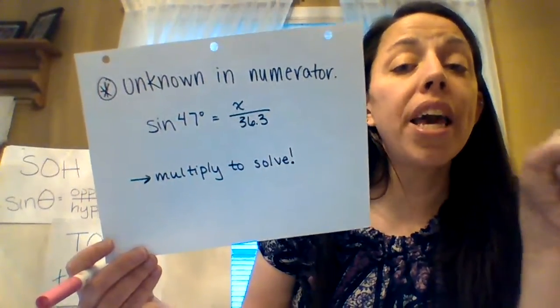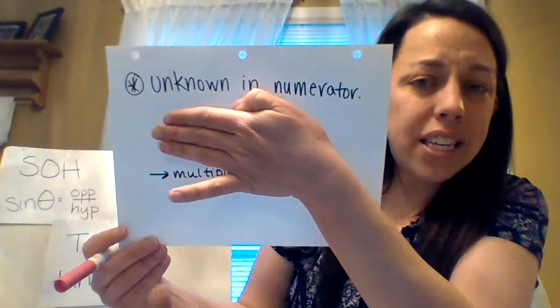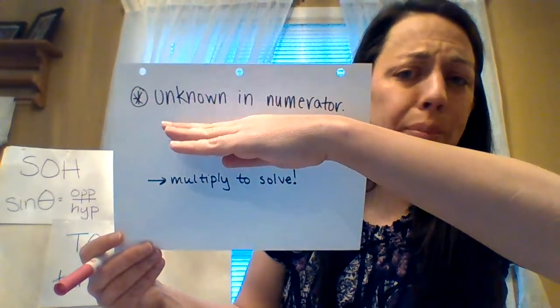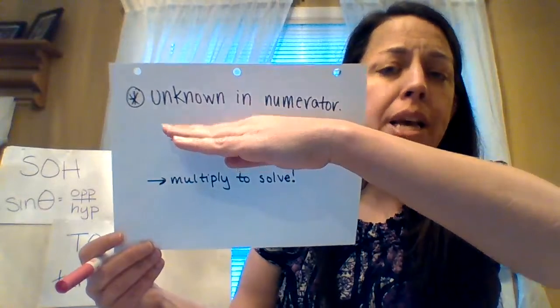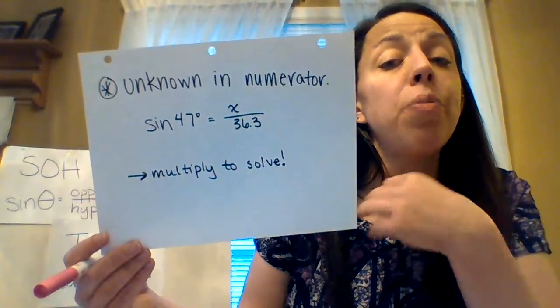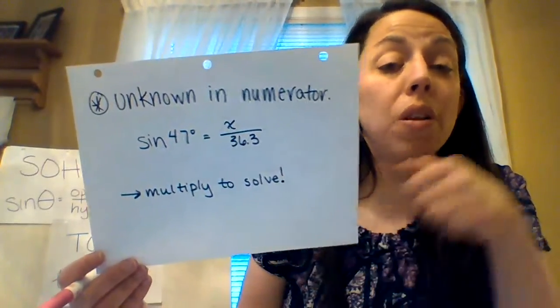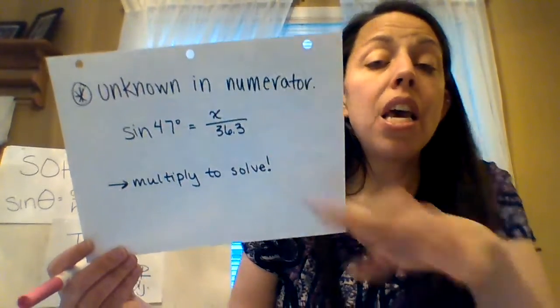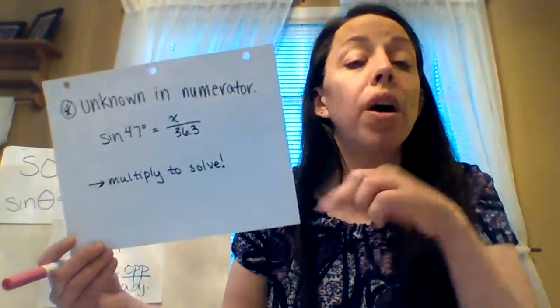So I have a big hint for you to write down. You don't really need to write down this example with these numbers, because that's not always what it's going to be. But if your unknown is in the numerator, I promise you, you will multiply to solve that problem.